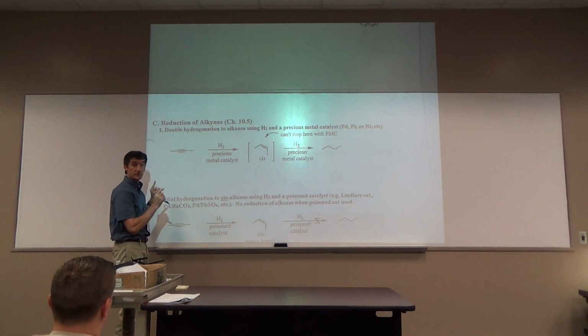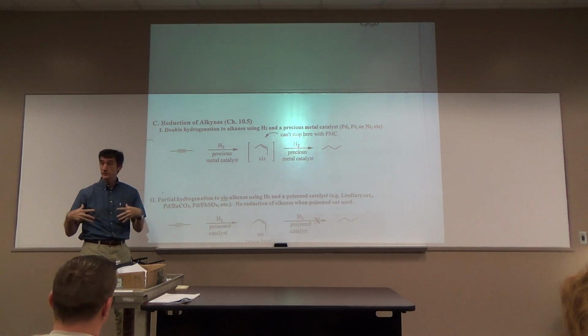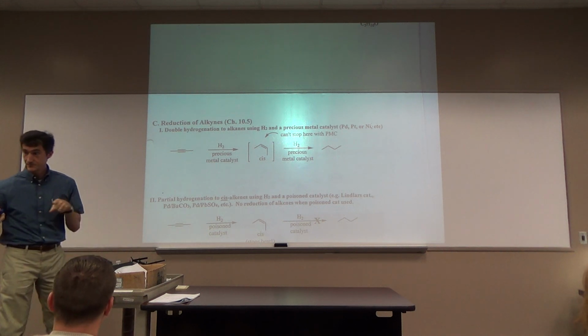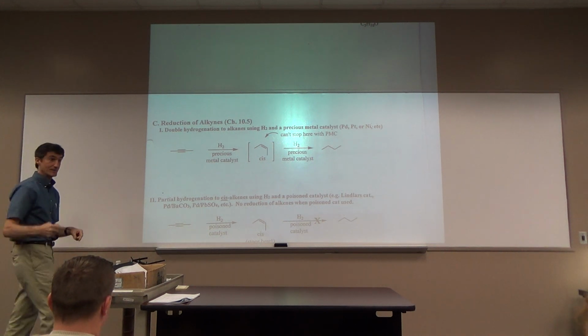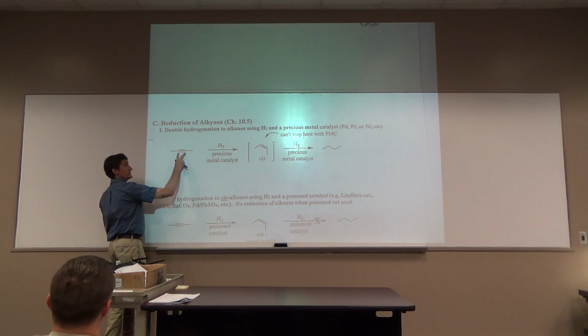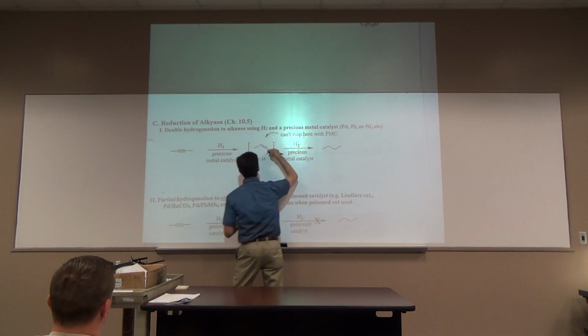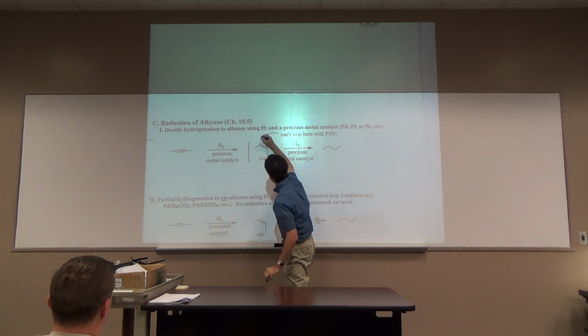We can add two hydrogens. How? Metal surface, two darts, same side. Okay, so if we bring in two H's to the pi bonds, what do we get? We're going to get the alkene with two new H's.